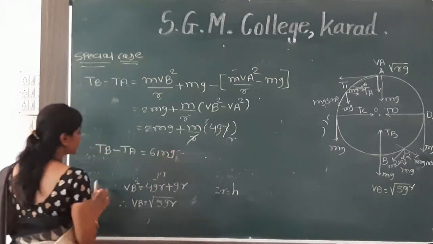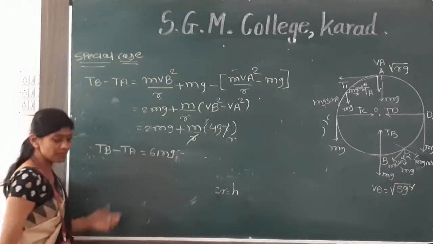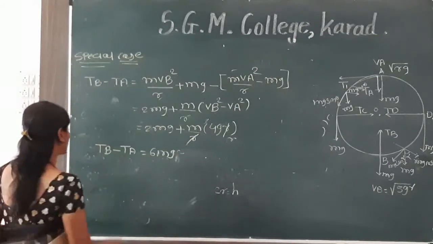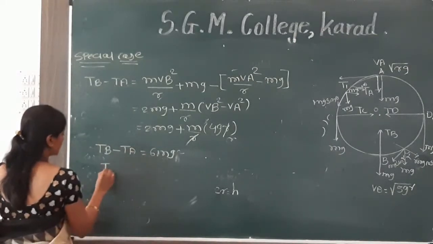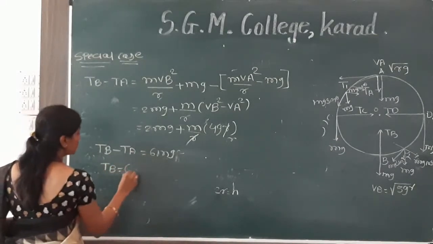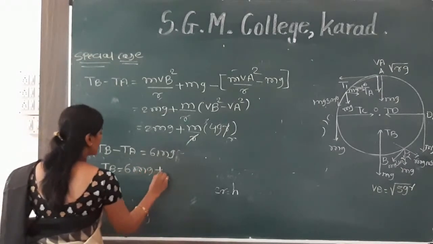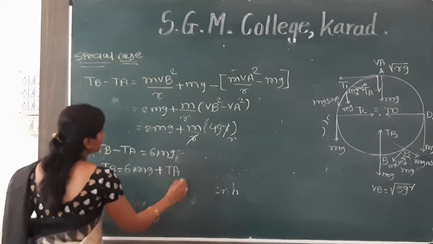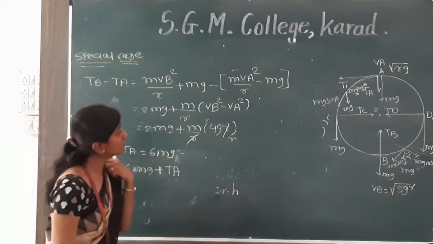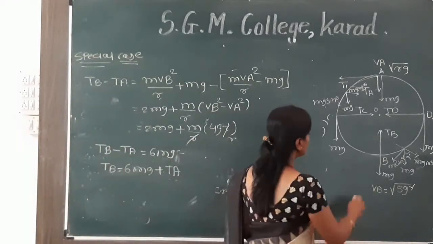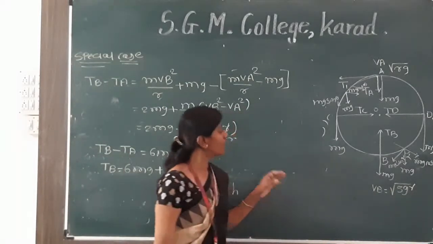So we are getting the value of the tension at point B relative to point A. From that equation we can find out the value. Tension at point B is equal to 6 mg plus T. So in such a way we are finding the tension at point A, at point B, the velocity at point A and at point B.